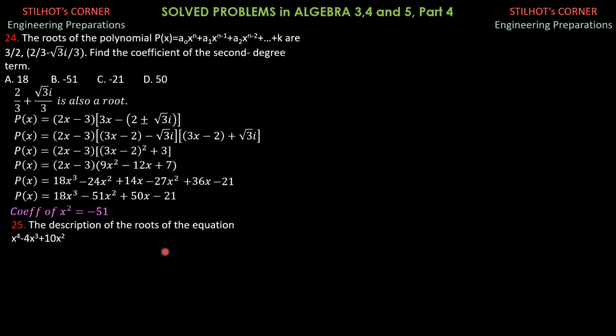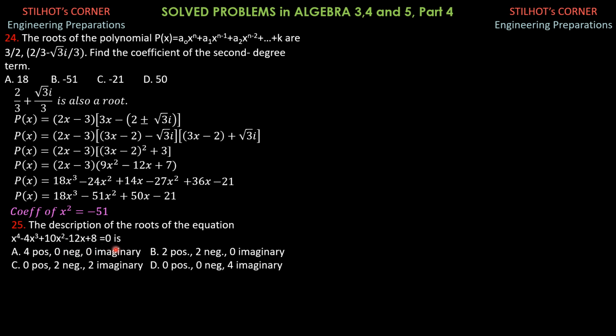The description of the roots of the equation x to the fourth minus 4x cubed plus 10x squared minus 12x plus 8 equals 0 is, so we have to determine the number of variations in signs from Descartes' rule of sign. So p of x is x to the fourth minus 4x cubed plus 10x squared minus 12x plus 8.